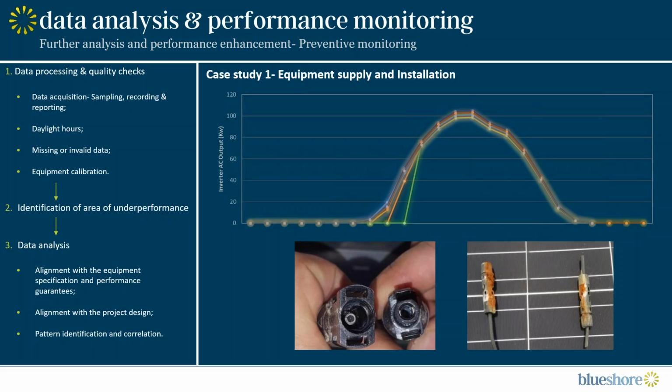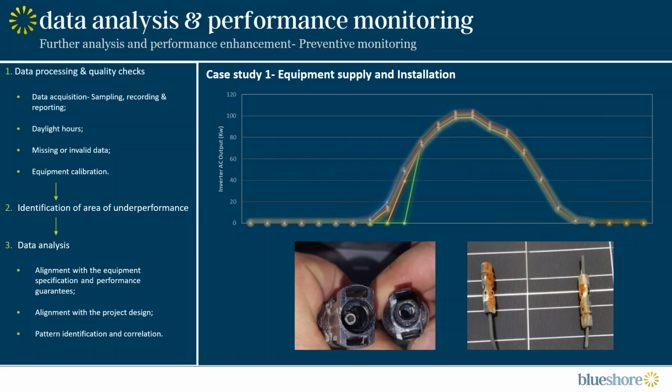Once this data has been confirmed to be valid, we will narrow down the area of underperformance from the point of connection to the transformer, inverter, combiner boxes, and finally string level. Then we will check if there is alignment of the values with equipment specification and performance guarantees, alignment with the project design and EPC performance guarantees, and then, of course, we will analyze if there is any pattern that we can identify and correlation with previous faults detected in this project, or even this could be compared against other projects that we have in the portfolio under management.